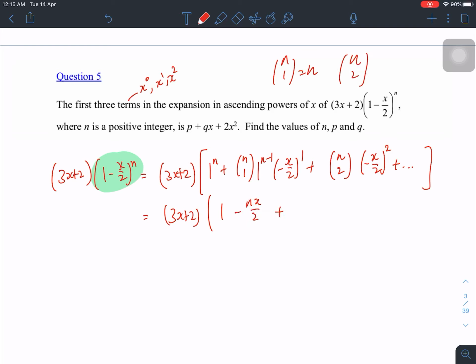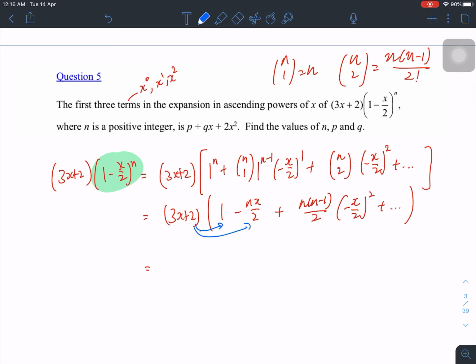And if you recall, n choose 2 is n multiplied by n minus 1 over 2 factorial. So in this case 2 factorial is 2, so this is just n times n minus 1 over 2, minus x over 2 squared, plus dot dot dot. Up to this step you should be okay, right? You want the first three terms, so you just expand it until you get x squared: the constant, x and x squared. So let's look at the constant term first.